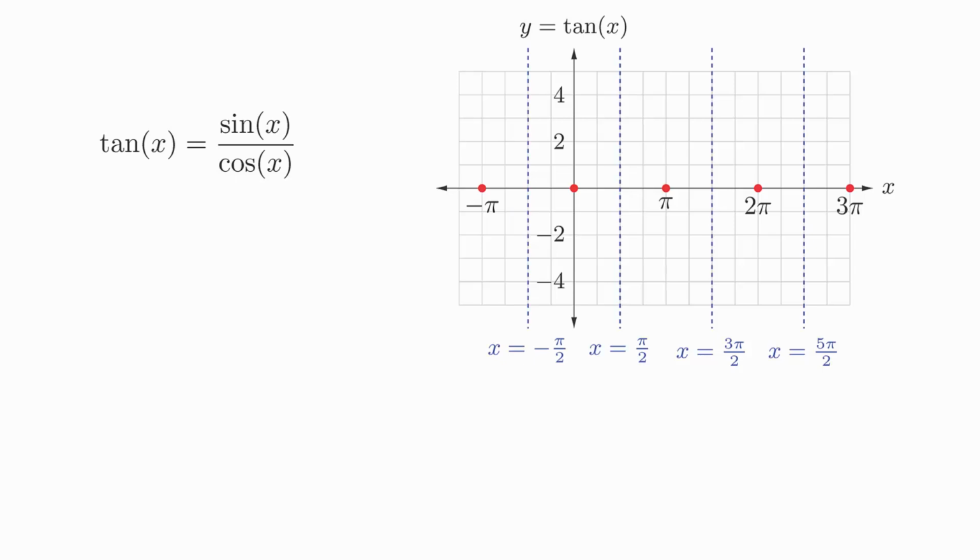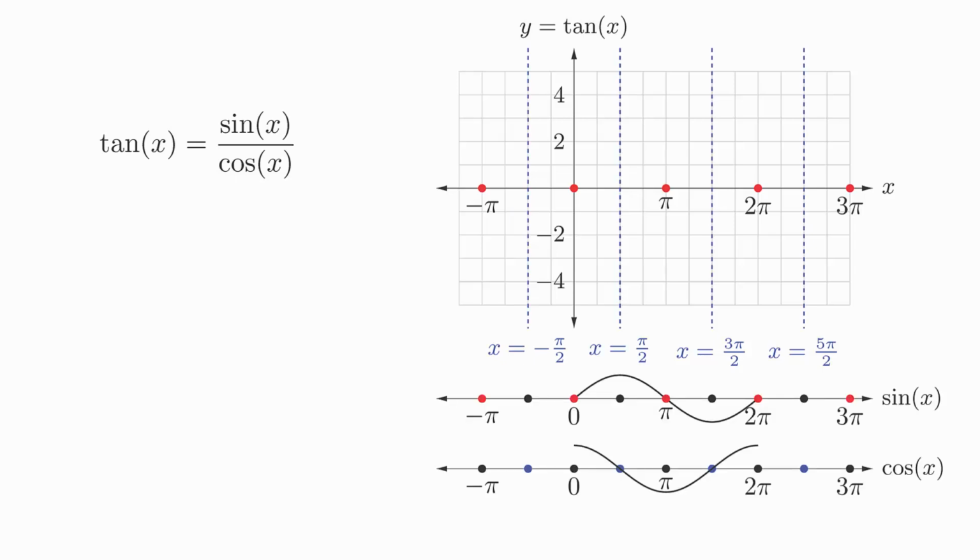To determine whether we are approaching positive or negative infinity at the asymptotes, we need to think about whether the sine and cosine functions are positive or negative on each interval. Because the sine and cosine functions are periodic with period 2 pi, we will just need to look at the intervals between 0 and 2 pi and can repeat from there.